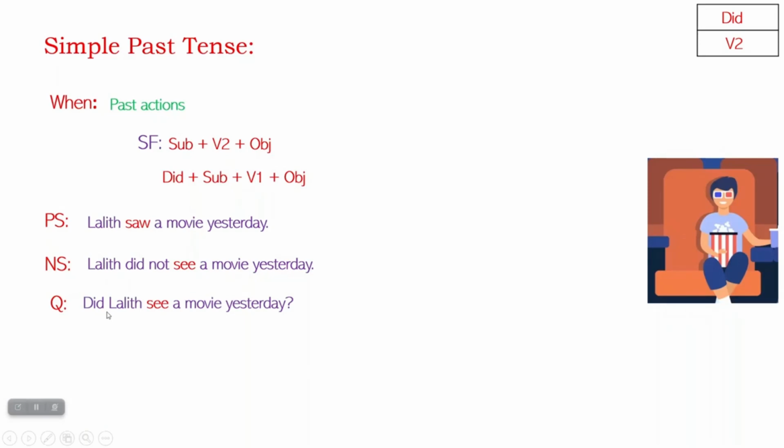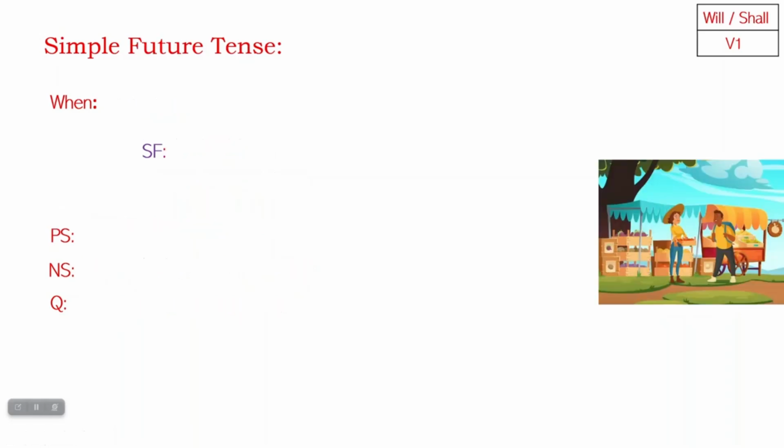We have one important rule in past tense. If you observe in these sentences, we should use the V2 form in the positive sentence, but in negative and question form, we should use the V1 form, verb first form. Next, simple future tense. When we talk about future actions, we use this tense. Sentence formation, subject plus will or shall plus V1 plus object. Here we are using helping verbs will or shall and the verb first form. And positive sentence. He will go to market after school.